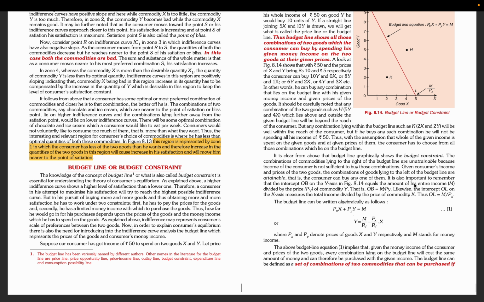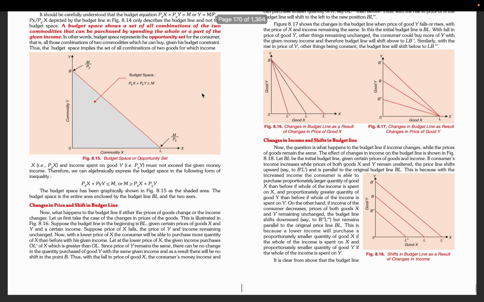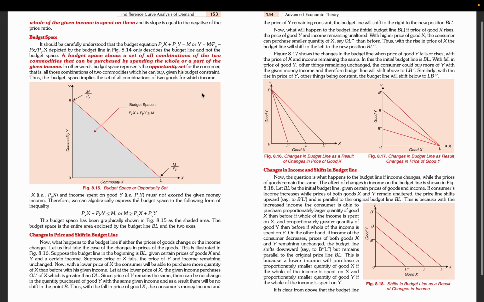The budget line can therefore be defined as a set of combinations of two commodities that can be purchased if the whole of the income is spent on them, and its slope is equal to the negative of the price ratio. Okay, like we just saw in the slope intercept form equation of a line.